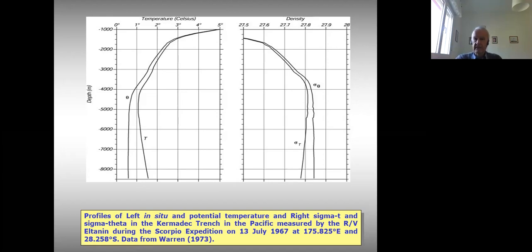This measurement has been done in the Kermadec Trench in the Pacific. So you can see that the depths are over 8,000 meters, and the average ocean depth is around 5,000 meters. So this is a very nice example of how we use the potential temperature in order to avoid the pressure influence on the density of the seawater. Okay, so now I will stop here.